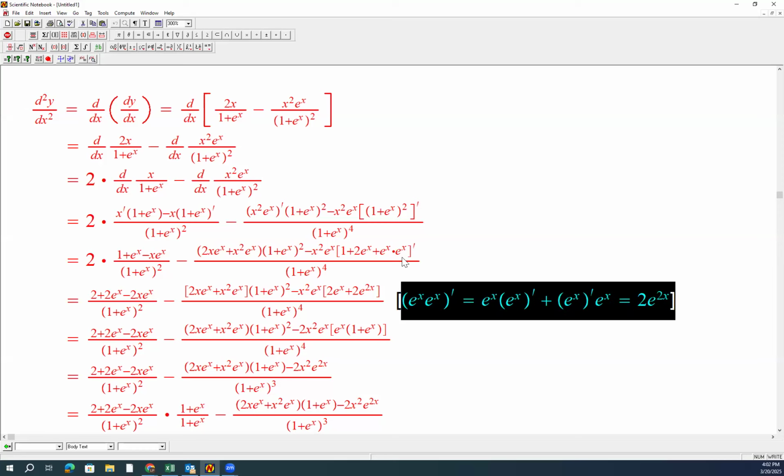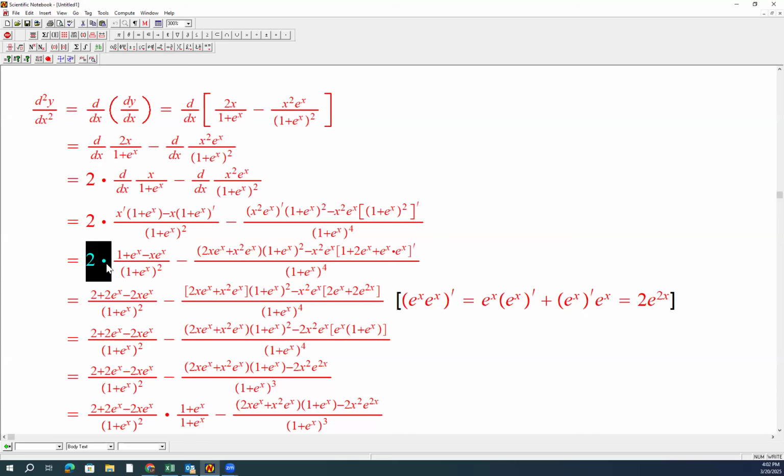So on the next step, everything else is almost unchanged. We just take the 2 and multiply the numerator in every term. So 2 times 1, 2 times e to the power x, 2 times 2, 2 times x times e to the power x. So this part is done. We're not going to do anything to this part for a while. We're focusing on this piece. All right, we've done the product rule.